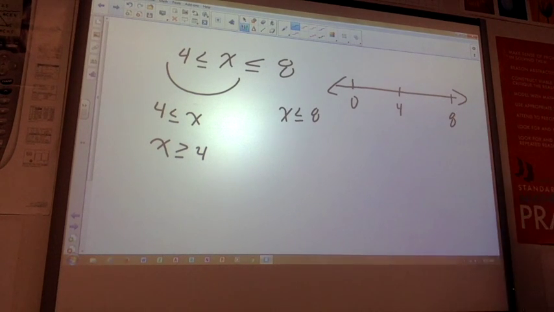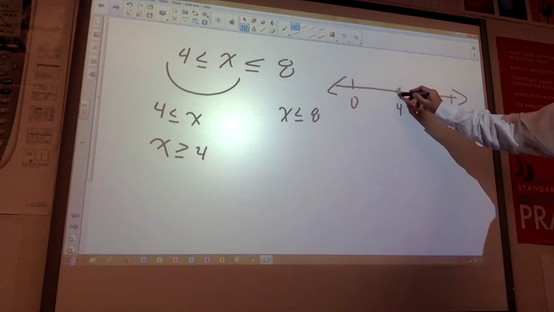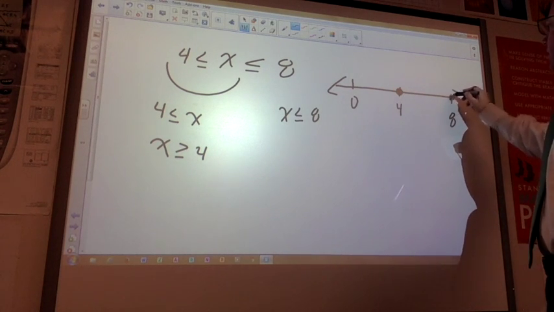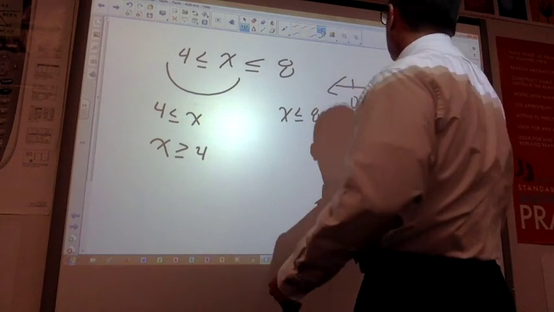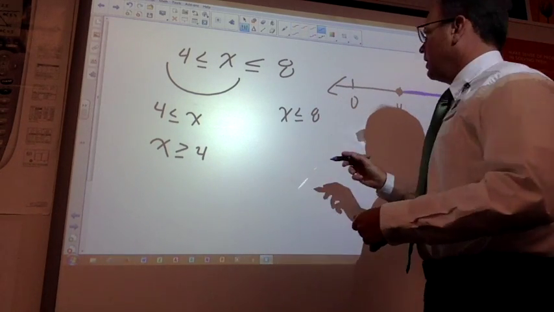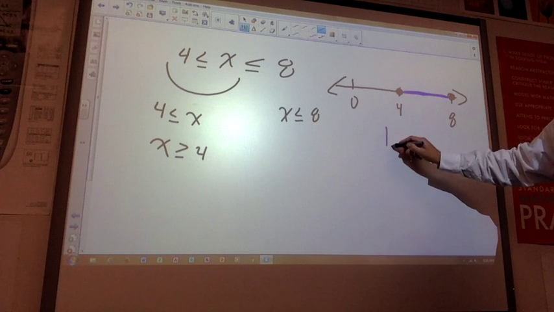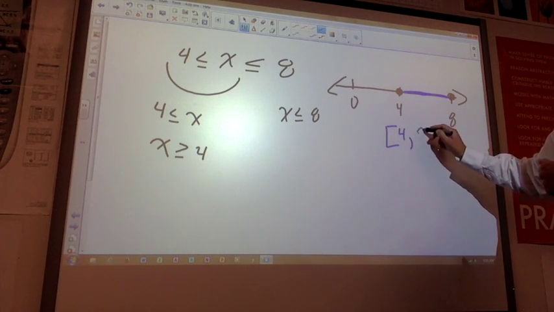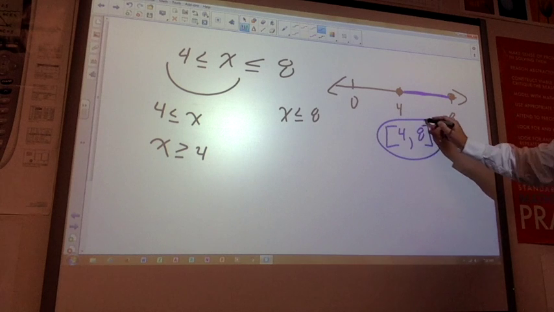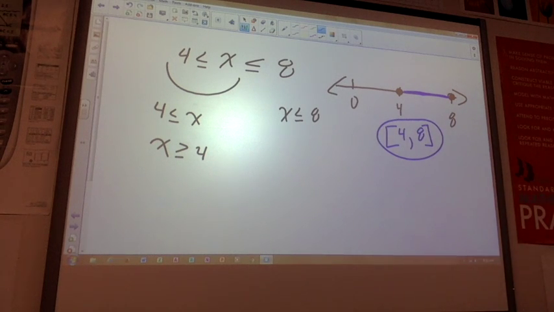Does everyone feel okay with that as a number line? Right now I have a solid dot here and a solid dot here. That basically means I'm going to shade in between the 2. And I could say that this is square bracket 4, square bracket 8. And that's the solution how we want it to be. Right? Do you agree with me up there? Yes. Okay, so I know what your question is going to be, and we're going to answer it here in a second. Cool?